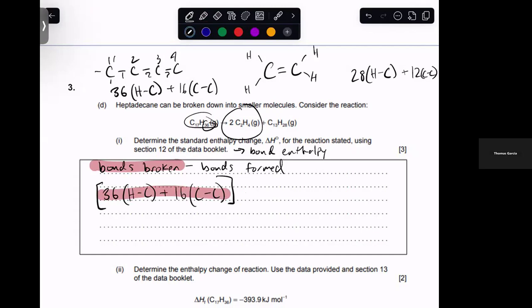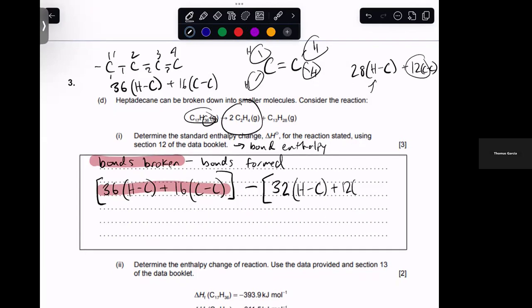Then I have my bonds formed, minus. I have 1, 2, 3, 4 plus the 28 I already have here, 32 hydrogen carbon bonds. I have 12 carbon carbon bonds. I have 1 carbon double bond carbon bond. These are my bonds formed.